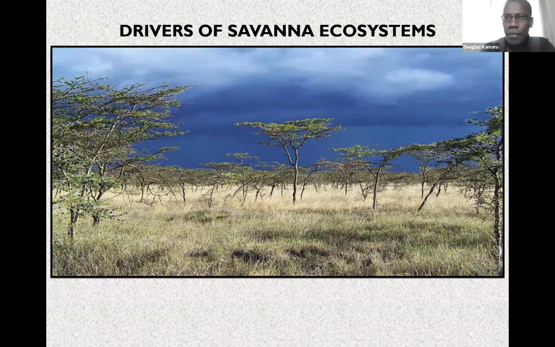So savanna ecosystems cover about 20% of Earth and about 65% of Africa. And this ecosystem is defined by a mixture of trees and grasses, as you can see in this photo. There are more trees than you'd expect to see in a grassland, of course, but fewer trees than you'd see in a woodland. What makes the savanna ecosystems unique is this well-balanced structure of trees and grasses that is maintained by a combination of factors including rainfall, fire, and herbivory.